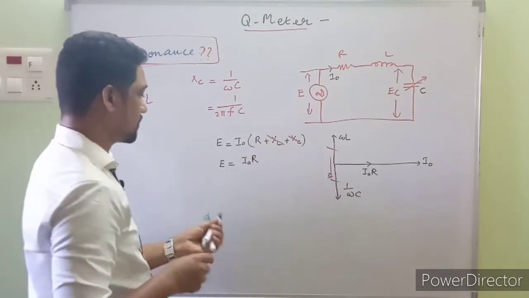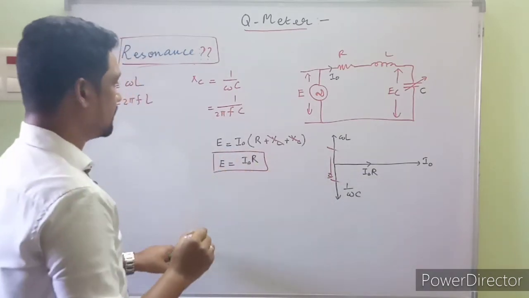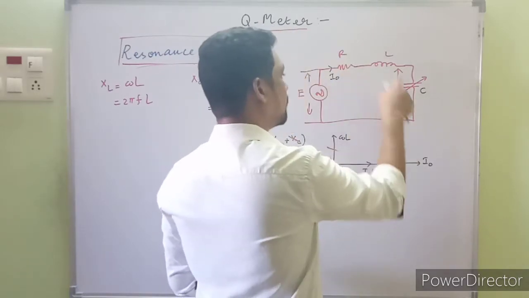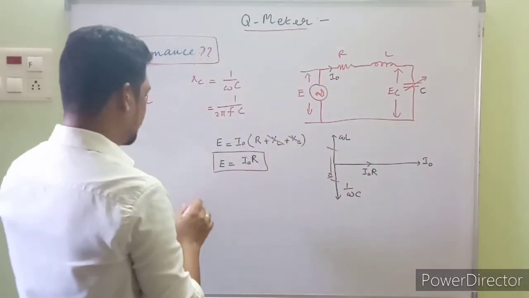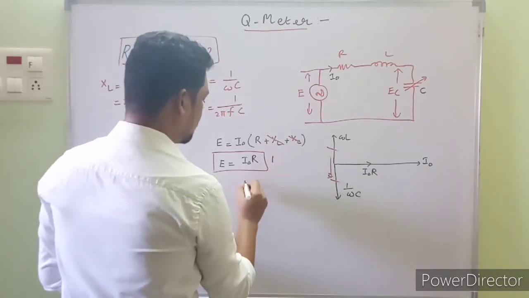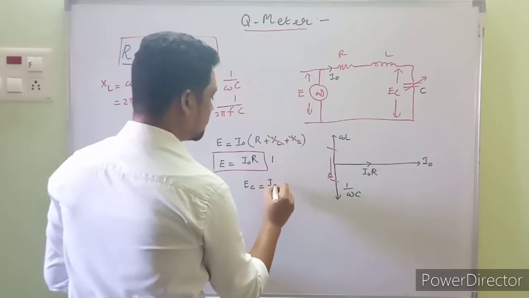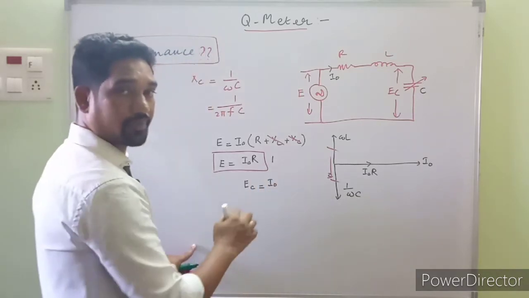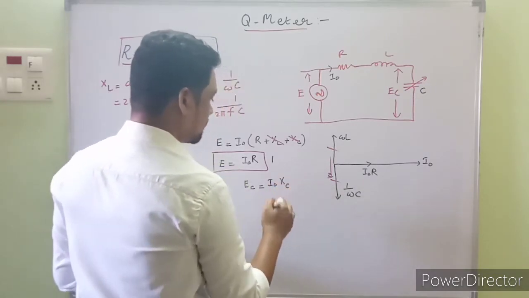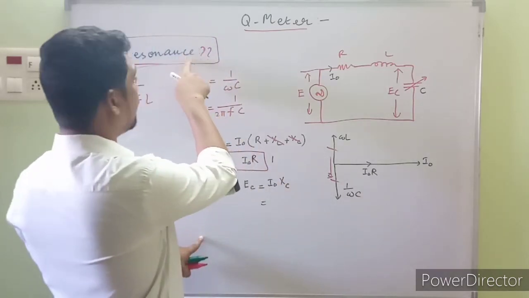At resonance, this is an important equation to be remembered. We'll have to get back to this, right? On the other hand, what will be EC? The drop across EC at resonance, I naught is flowing through the capacitor. So what will be EC? EC will be equal to I naught into the capacitive reactance XC, and this equation is for the condition of resonance.